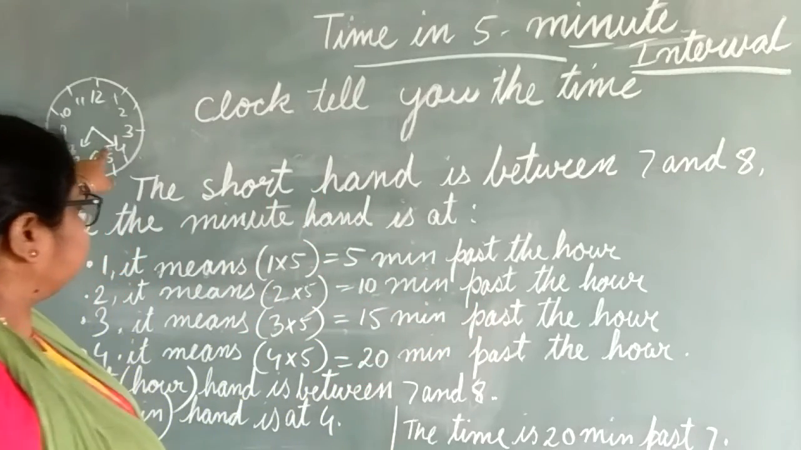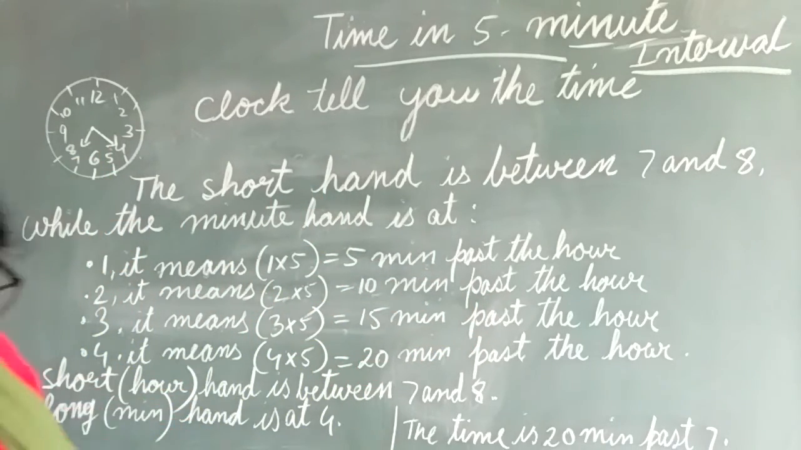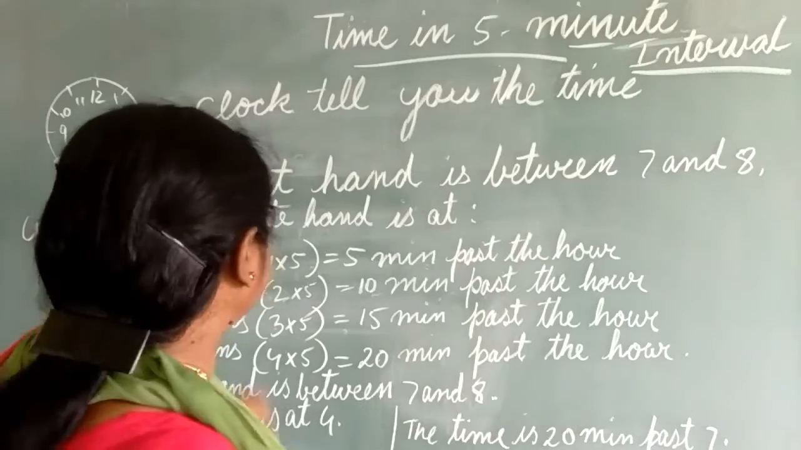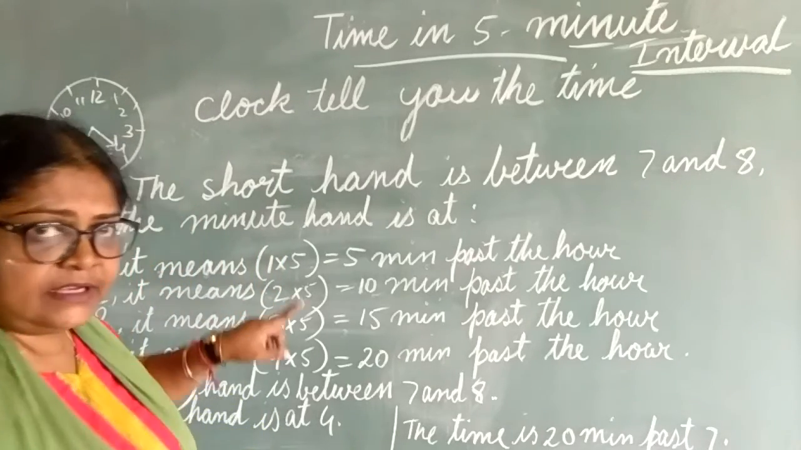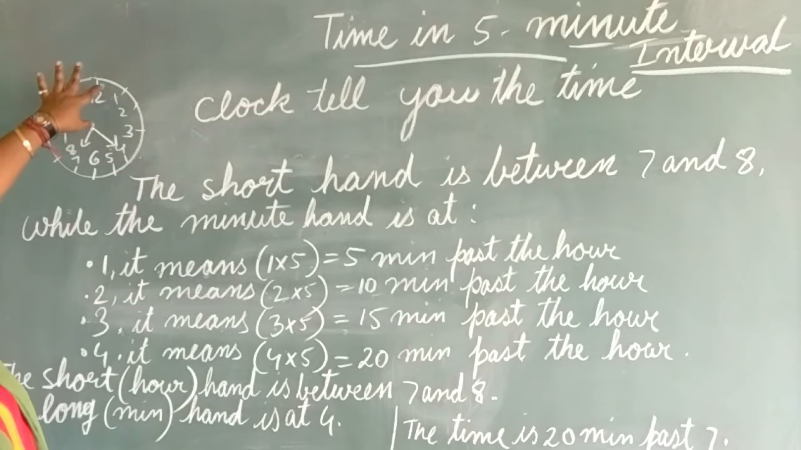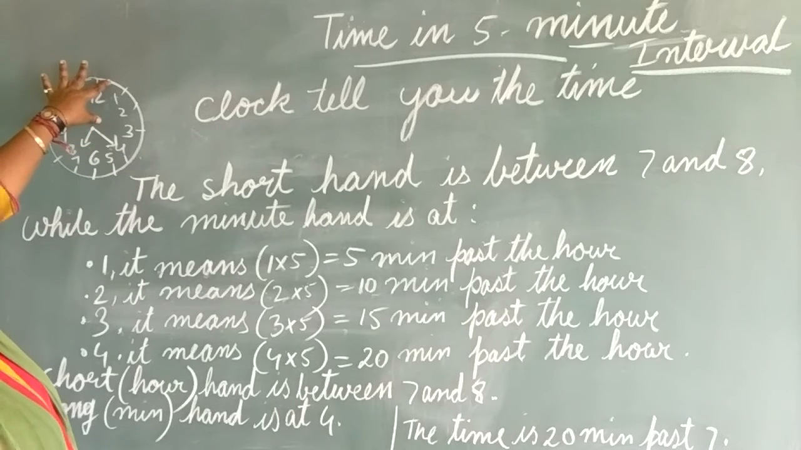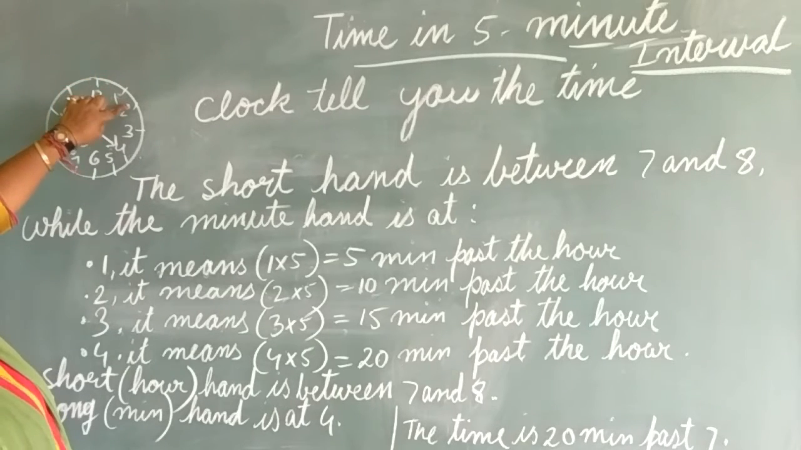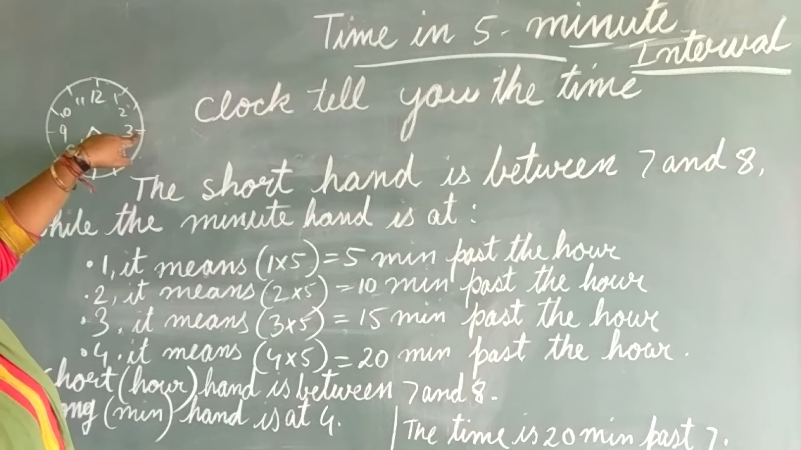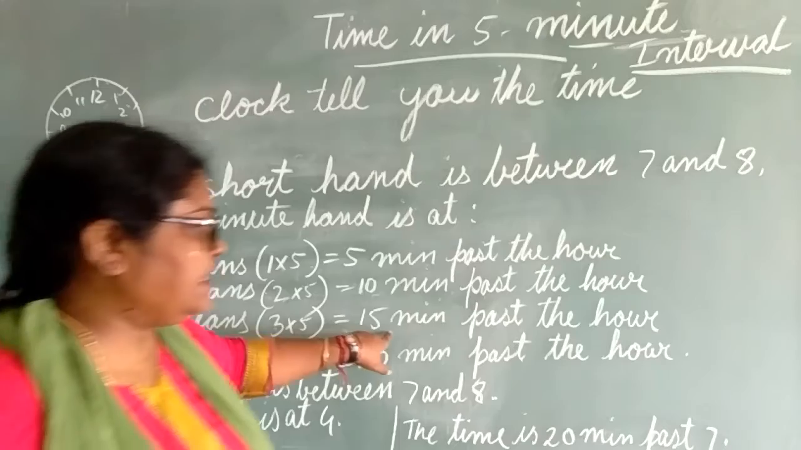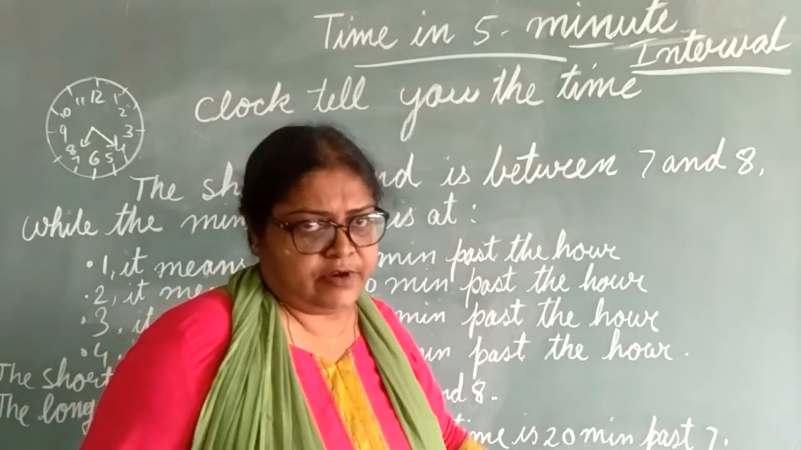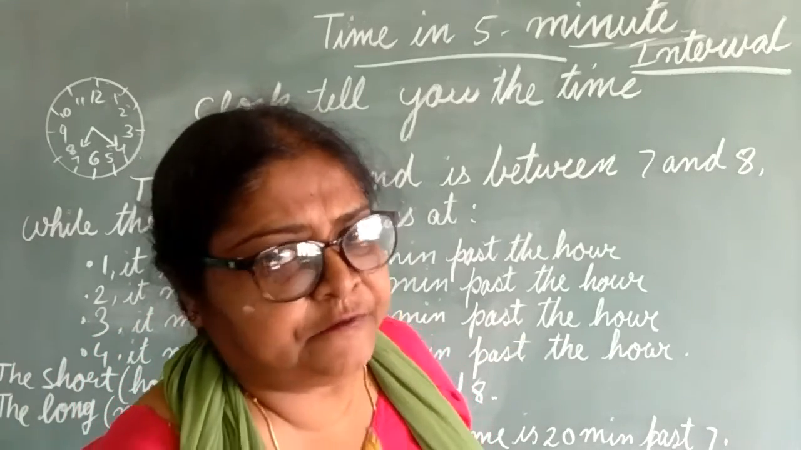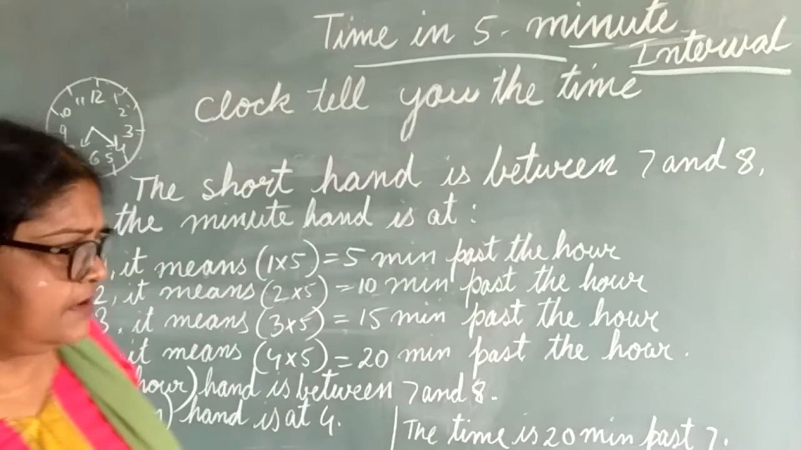Okay, and again, this is the minute hand, the longer one. Again, if the minute hand passes 3 times, that means 1 time, 2 times and 3 times, then what will you say? 15 minutes past the hour.